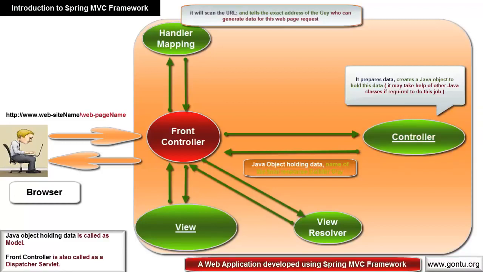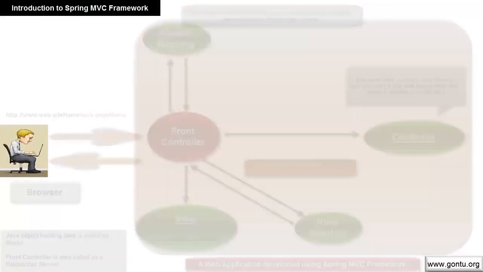The view component is typically a JSP page, but you may use some other popular technologies as well instead of it, say Velocity, FreeMarker, etc. This is the complete workflow of a web application developed using Spring MVC framework. In the next tutorial, we'll set up the development environment for creating our first Spring MVC application.